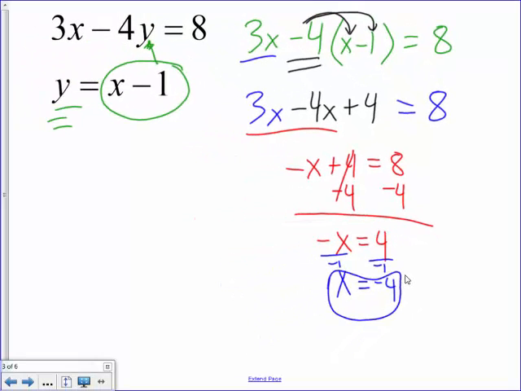So x equals negative 4. Am I done? Is that my answer? No, if I'm going to solve a system, my final answer needs to be an ordered pair. So I know that x is negative 4, but what is the y?